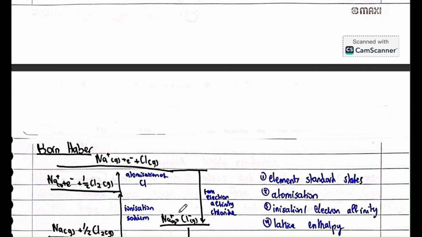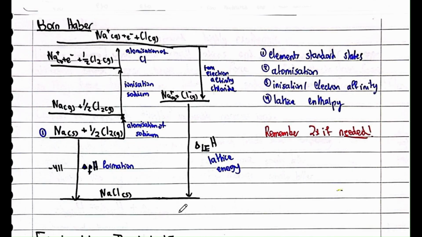So an endothermic process requires energy. Next is the Born-Haber cycle, my favorite part. So how do you construct a Born-Haber cycle? You start with the elements. You start with the elements in their regular state.